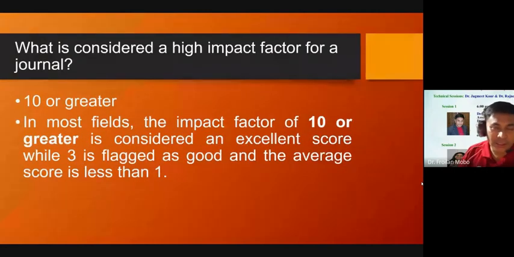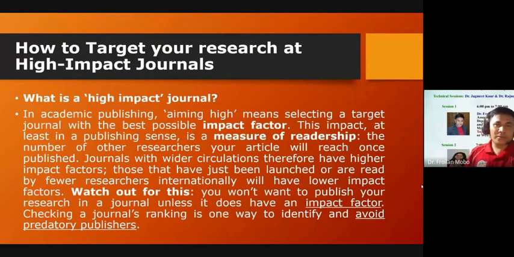So what is considered a high impact factor for a journal? Sometimes a 10 or higher, a 10 or greater, is considered an excellent score, while 3 is flagged as good and the average score is less than 1. So it's very important to know that. Okay? So another one: how to target your research at a high impact factor.